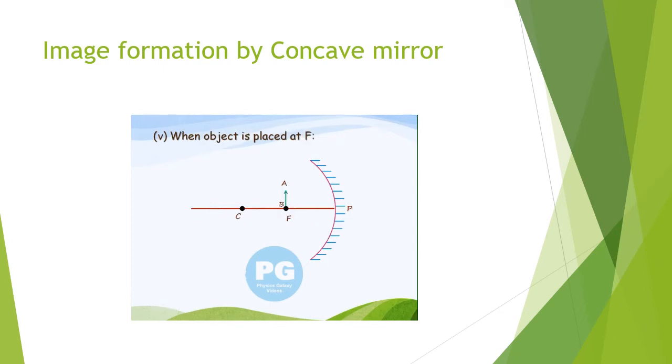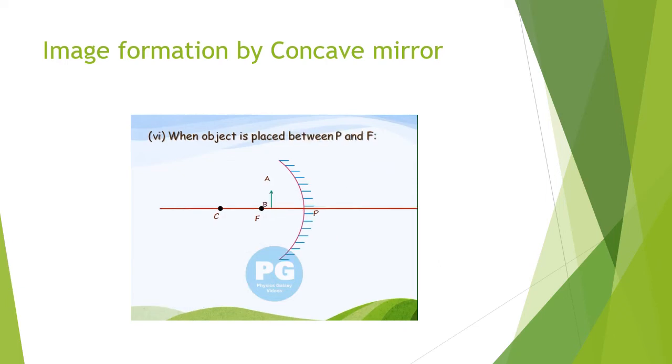Fifth case. Now the same object is kept at focus. A ray of light parallel to the principal axis will pass through focus after reflection from the mirror. Another ray of light, falling on the pole, will get reflected following the laws of reflection, as we have seen in the rules for image formation. Now the 2 rays are parallel to each other and would intersect at infinity. So we say this image is formed at infinity, and it is highly magnified.